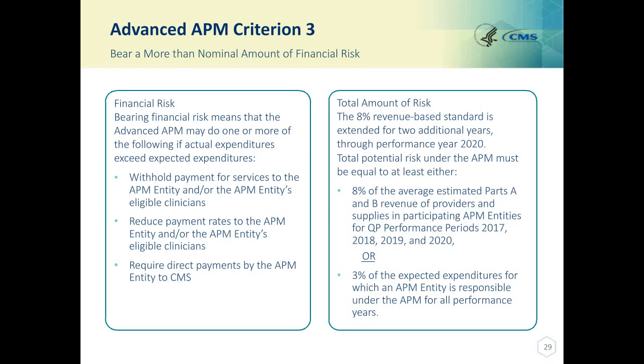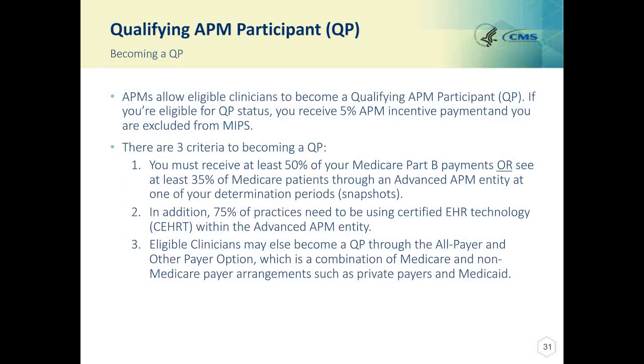In addition, the total amount of risk, the 8% revenue-based standard, is extended for 2 additional years through performance year 2020. Total potential risk under the APM must be equal to, or at least, 8% of the average estimated parts A and B revenue of providers. So again, 8% of the average estimated parts A and B revenue would be part of the total potential risk under the APM, and that's one of the standards for risk. Or 3% of the expected expenditures for which an APM entity is responsible under the APM for all performance years. Next slide, please.